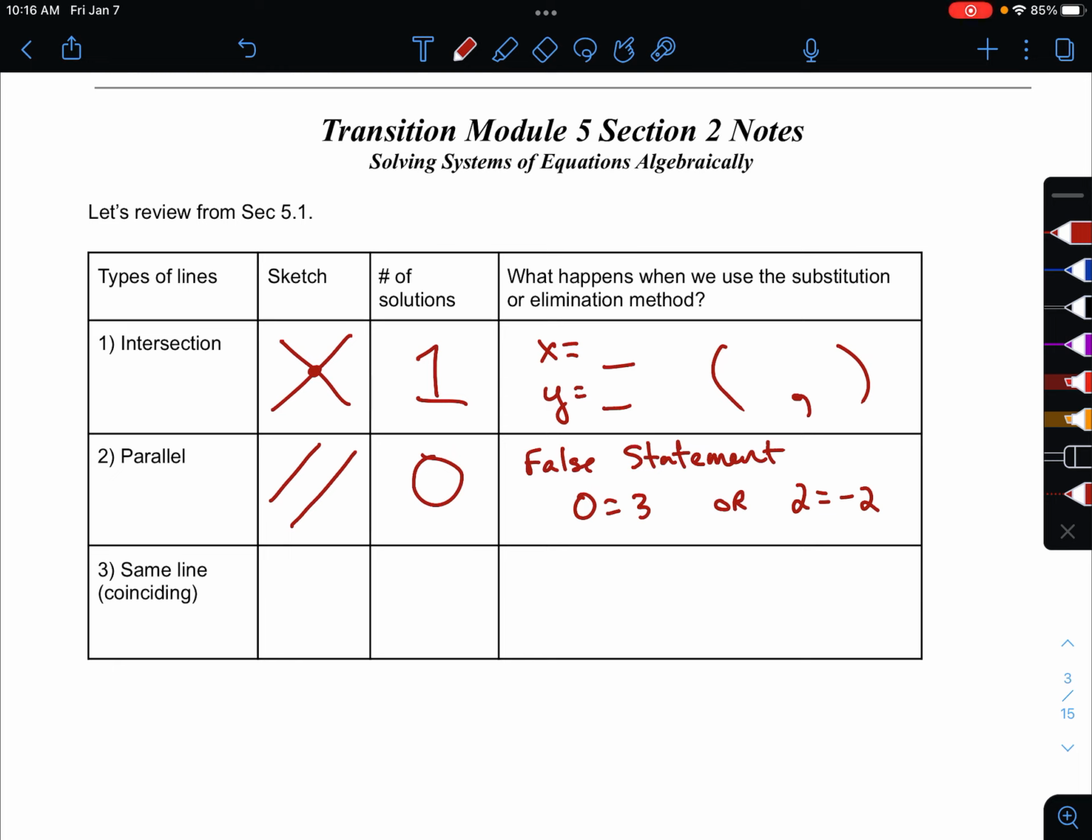What happens if the lines are literally on top of each other? So there's my red line, and then my blue line is right on top of that. Number of solutions, it is infinite. So what happens when we solve the algebra there? We're going to get a true statement this time. Something like 0 equals 0 or 3 equals 3 when we solve those algebraically.